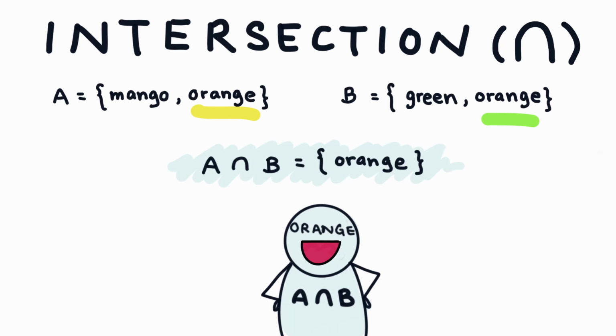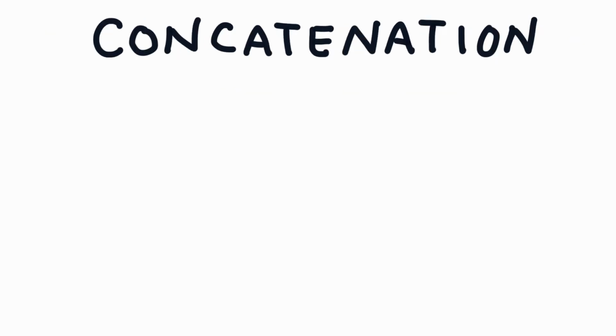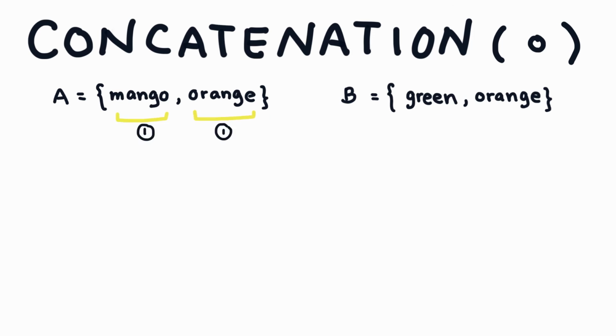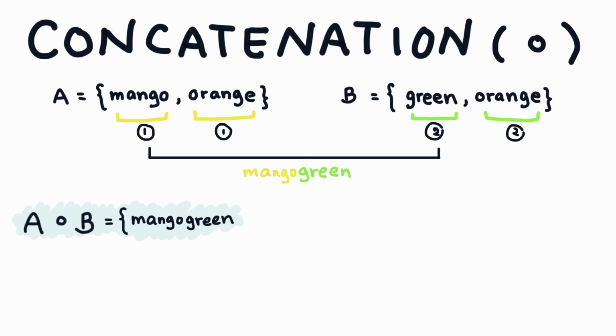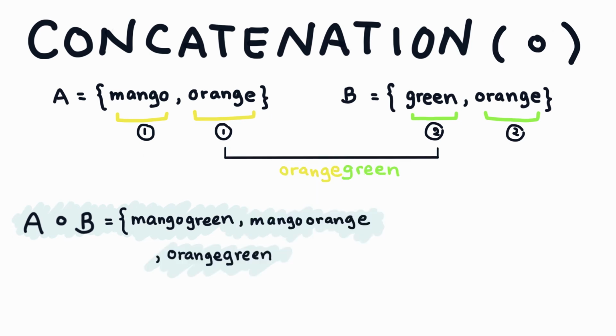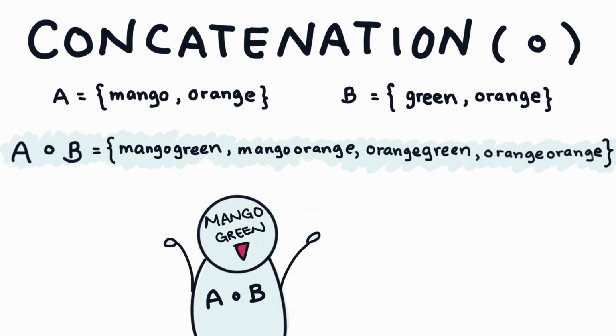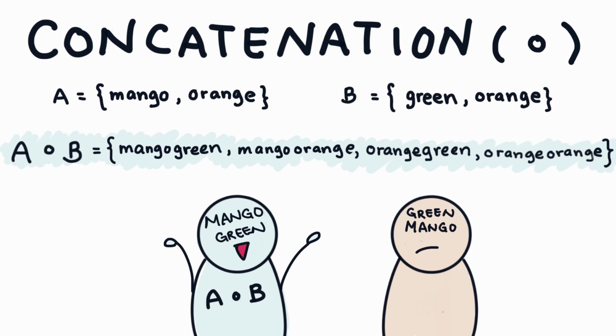The third operation we will look at is a little different, and that is concatenation. When we concatenate A and B, we get a language containing strings that start with a string in A and end with a string in B. So the concatenation of our A and B languages here will give us mango green, mango orange, orange green, and orange orange. Note here that mango green is in the language of A concatenate B, but green mango is not. Green mango is instead in B concatenated with A. So be sure that you notice this difference.